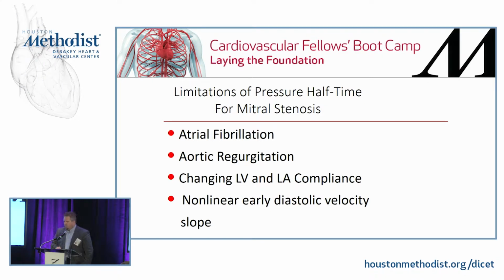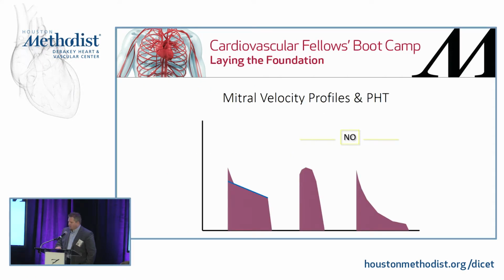Beat-to-beat variability with atrial fibrillation can interfere with an accurate measurement. Aortic regurgitation, which is another high flow state. Changing LV and left atrial compliance, and a non-linear early diastolic velocity slope. So that's pictured here. So you have an early sharp phase. I totally stole this slide from Stephen Little, by the way. Thank you, Dr. Little.